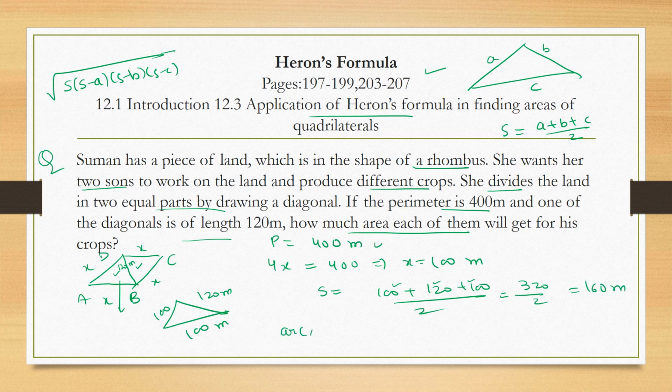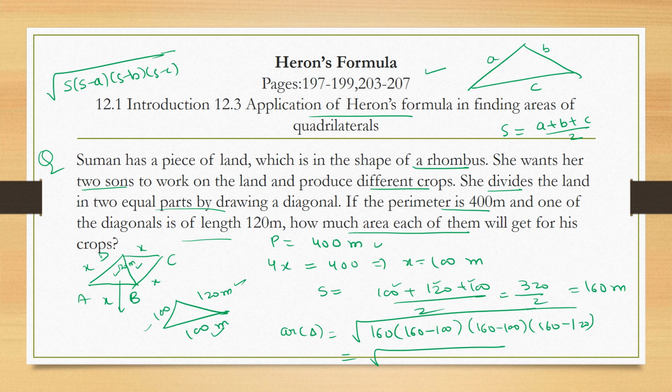Now area of triangle would be, by Heron's formula, square root of S, which is 160, S minus A. You can consider any of these sides as A, B and C. So 160 minus 100, 160 minus 120, right? So this becomes square root of 160 into 60 into 60 into 160 minus 120, 40, right?